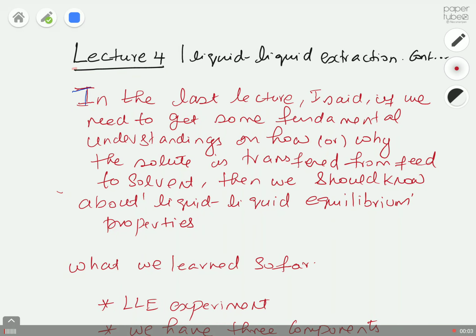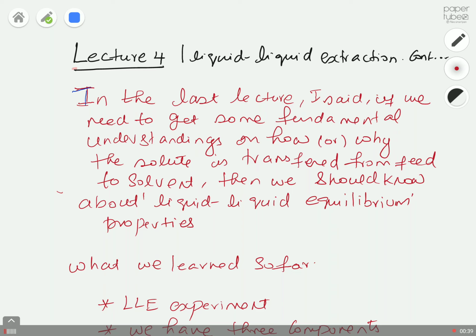In this lecture we are still going to continue with liquid-liquid extraction. In the last lecture I clearly stated that if you need to understand the inner details of liquid-liquid extraction, then you must know something about liquid-liquid equilibrium. In an extraction process, some of your solute molecules are going to move from your carrier liquid to your extracting solvent, and eventually they come to an equilibrium, and it won't stop there.